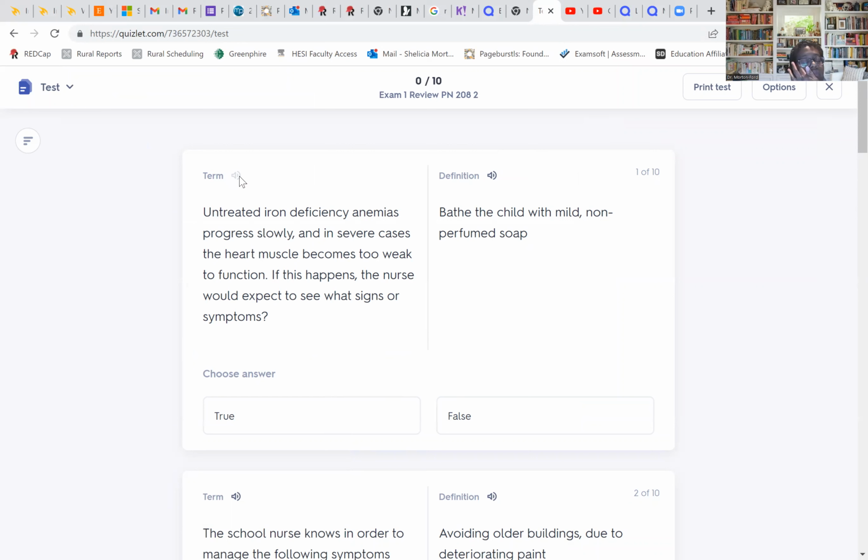Untreated iron deficiency anemias progress slowly, and in severe cases, the heart muscle becomes too weak to function. If this happens, the nurse would expect to see what signs or symptoms? Remember, we said edema. They should expect to see that edema, because remember, the heart is not pumping that fluid like it should be, and then we should expect to see shortness of breath.